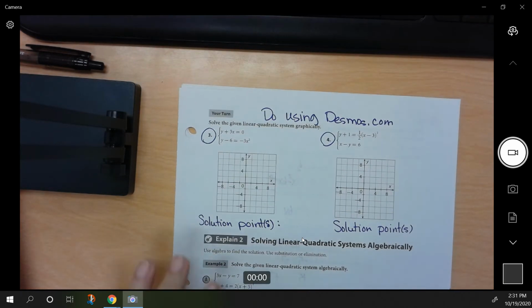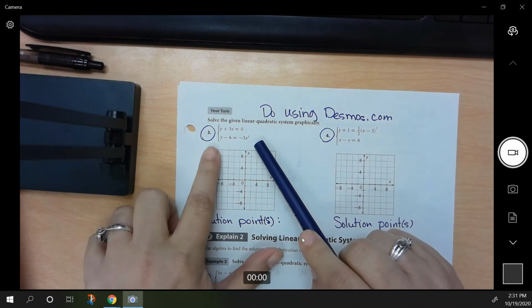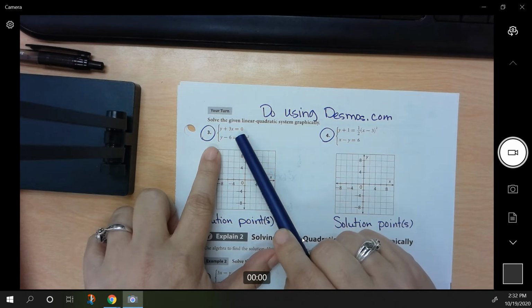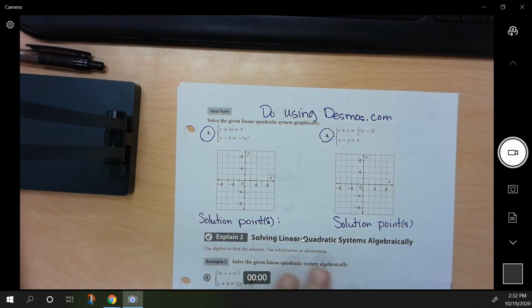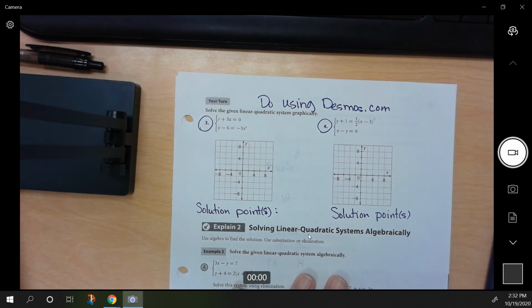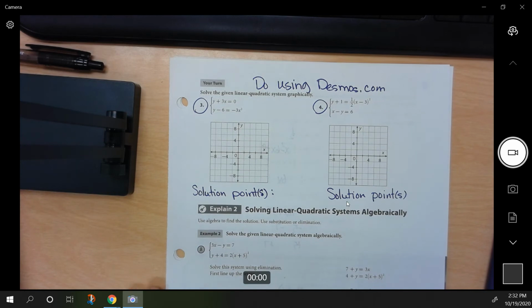So speaking of which, I want you to go onto Desmos, go ahead and put in the two equations. Again, type them in exactly the way you see it, and tell me what your solution is. And do that for number 4 as well.